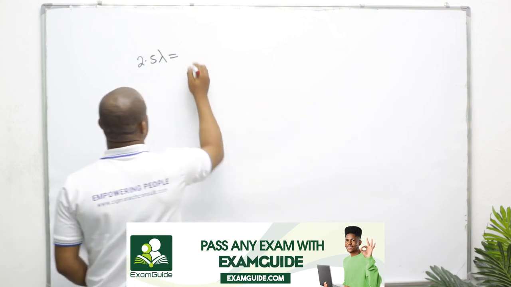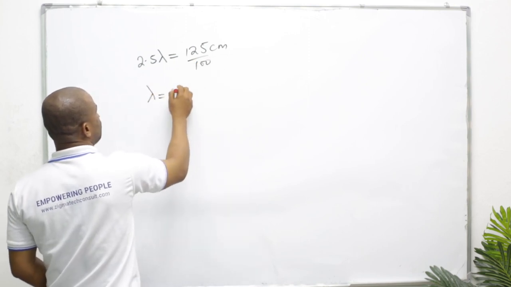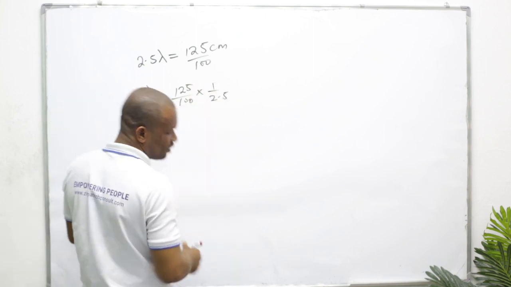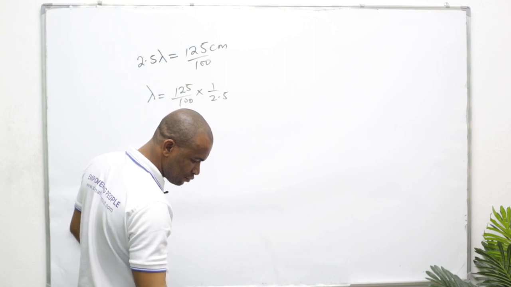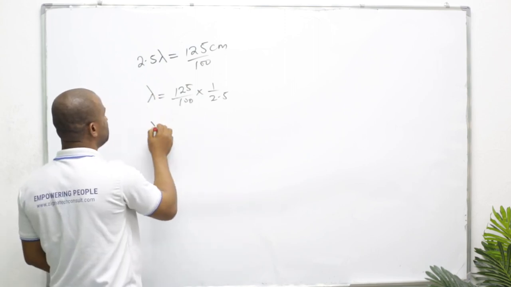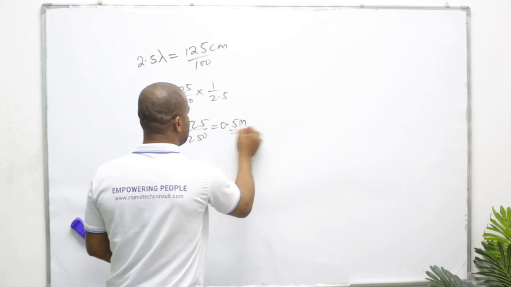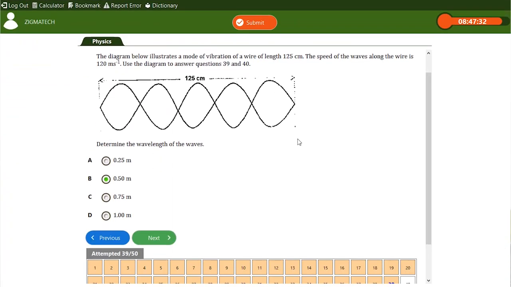2.5 wavelength is equal to 125, I will convert it to meter, 125 cm divided by 100. So this is going to be equal to 125 over 100 times 1 over 2.5. Simply put, this is going to be 125 divided by 250, which is 0.5 meters. So the wavelength is 0.5 meters, because I converted this to meter.